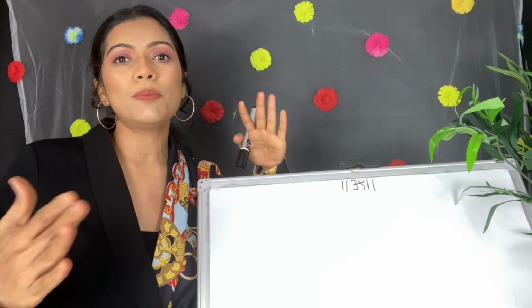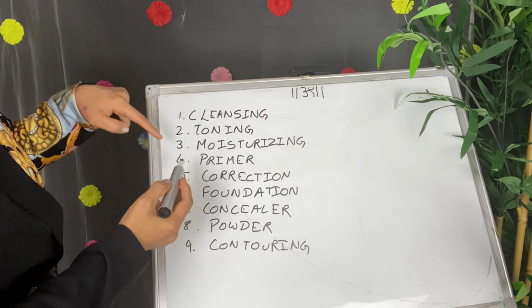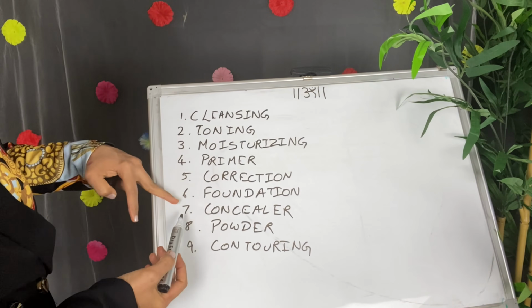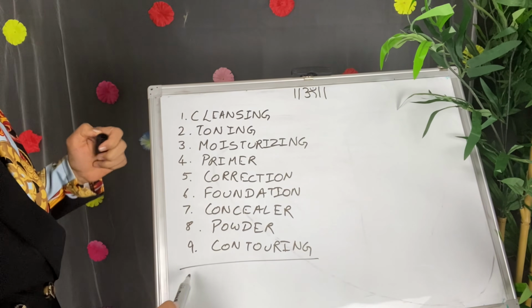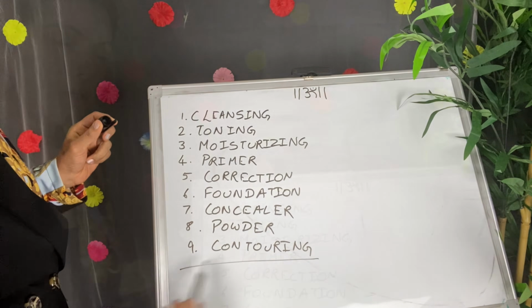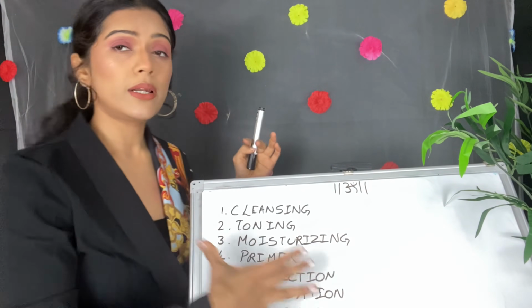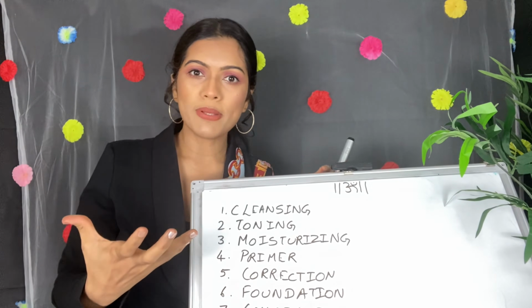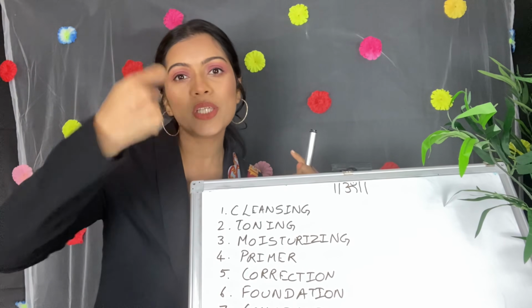So guys, now we will be moving on to these steps. Till now what we have learned is cleansing, toning, moisturizing, applying primer, how to do correction on your face, how to apply foundation, how to apply concealer and then powder, and then comes contouring. So today we are going to talk about this topic. When you do cleansing, toning, moisturizing, applying primer, then correcting your flaws and then applying foundation, what happens is you create a perfect base, a perfect canvas on which you can start your paint.